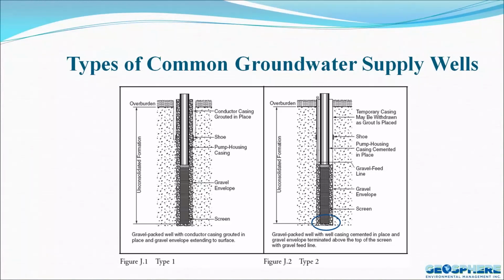This diagram here was taken directly out of the AWWA manual, and we can show lots of different types, but the one on the right, which is figure J.2 type 2, I draw only to show you in the bottom right hand where the little circle is around it, because we want to focus in on that area, which is right around the well screen itself.